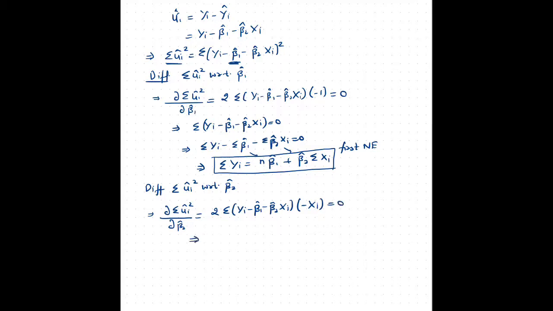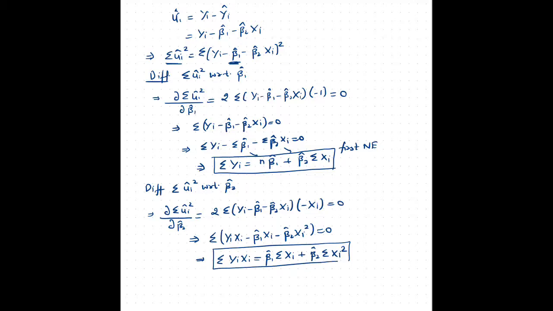Now this implies we have summation yi xi minus beta 1 hat xi minus beta 2 hat xi square equals 0. This implies we have summation yi xi equals, now this becomes beta 1 hat summation xi plus beta 2 hat summation xi square.